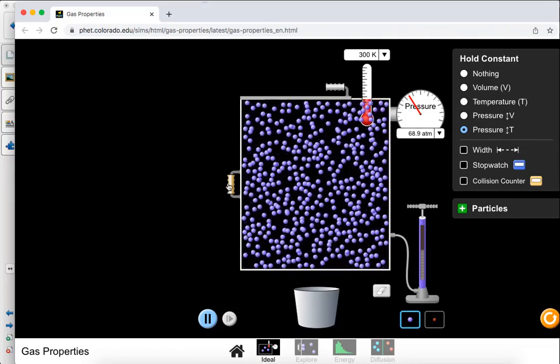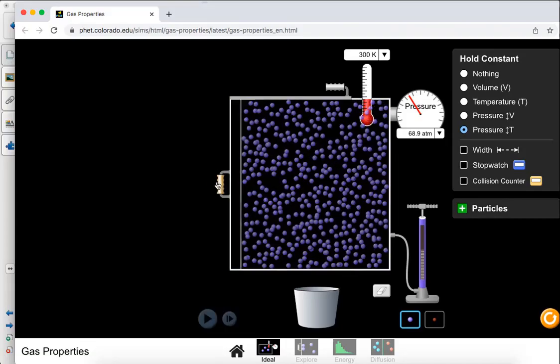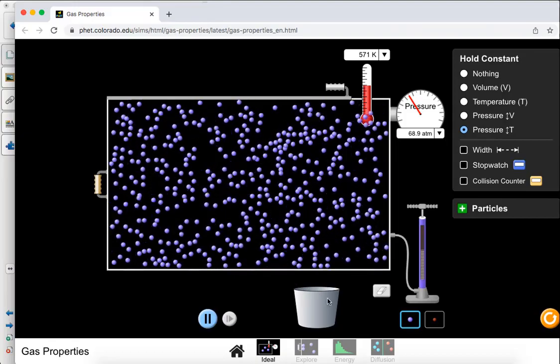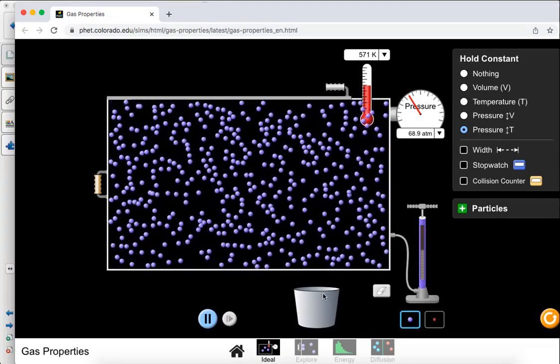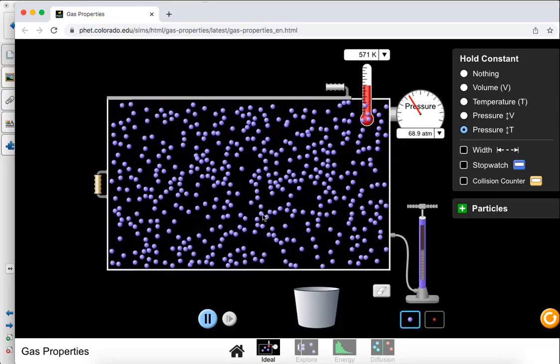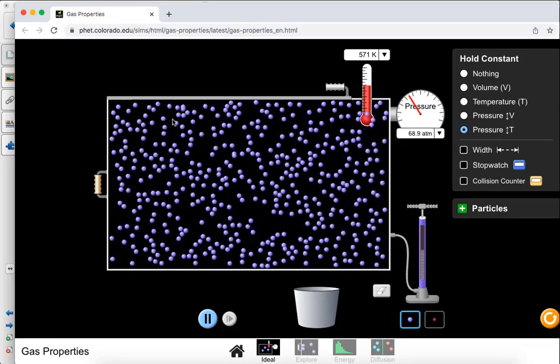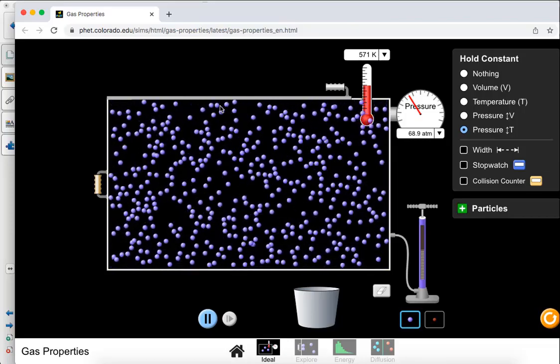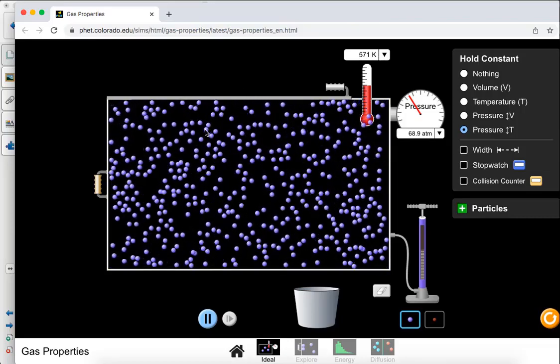So what do you think is going to happen to the temperature? Well, you have to increase the temperature. See how that little flame showed up here? By increasing the temperature, we're increasing the kinetic energy of all of these molecules on average. Therefore, they're moving faster and having more collisions. And we will go more into kinetic theory later.